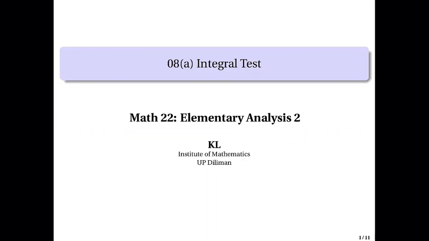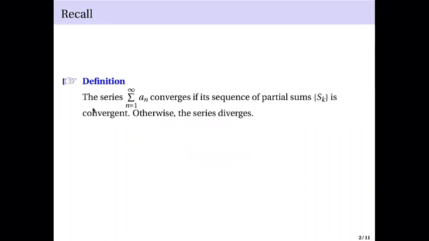So recall that the series sum n equals 1 up to plus infinity a_n converges if its sequence of partial sums s_k is convergent. Otherwise, the series diverges. So let us recall s_k. This is just the sum from n equals 1 up to k of a_n, and this is just a_1 plus a_2 plus until you have a_k. So this is your s_k.